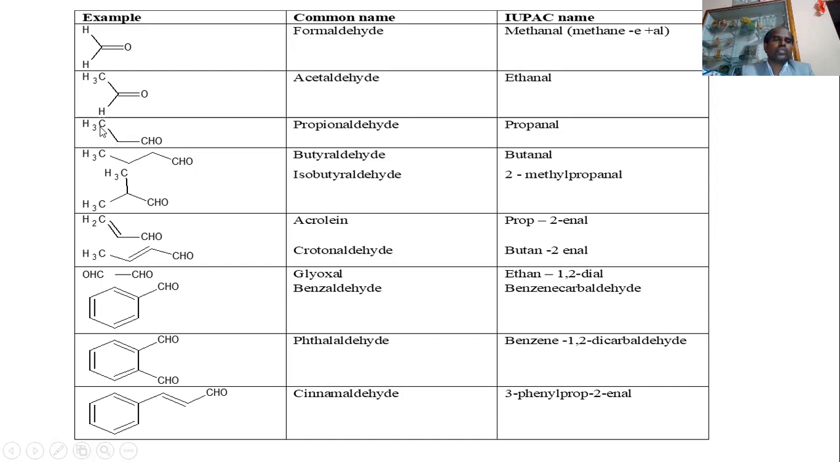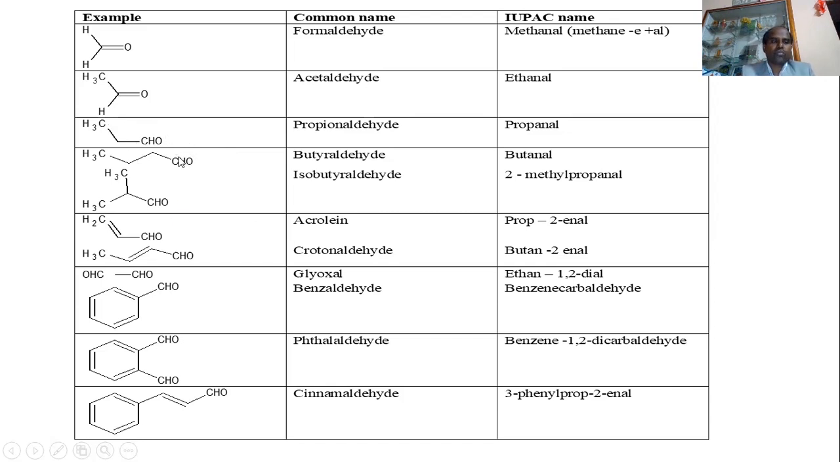So 1, 2, 3, 3 carbon atoms are there. The 3 carbon containing parent alkane is propane. So in propane, the terminal E letter should be replaced with Al, because of the presence of the aldehydic functional group. So the IUPAC name of this moiety is called propanal.